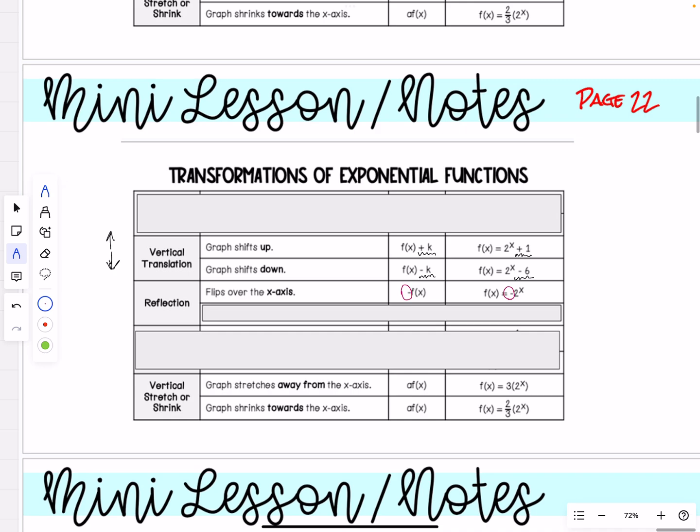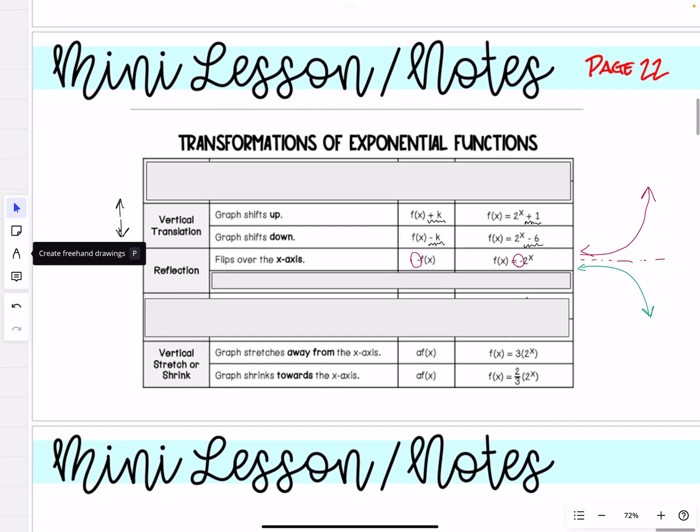So our initial graph that runs along the x-axis on the left and goes up on the right, that's going to flip upside down, just like a mirror. It's still going to run along the axis, but it's going to be below the axis, and then it's going to shoot down instead of shooting up. All right, so definitely when we see a negative out in front there, it's a reflection.